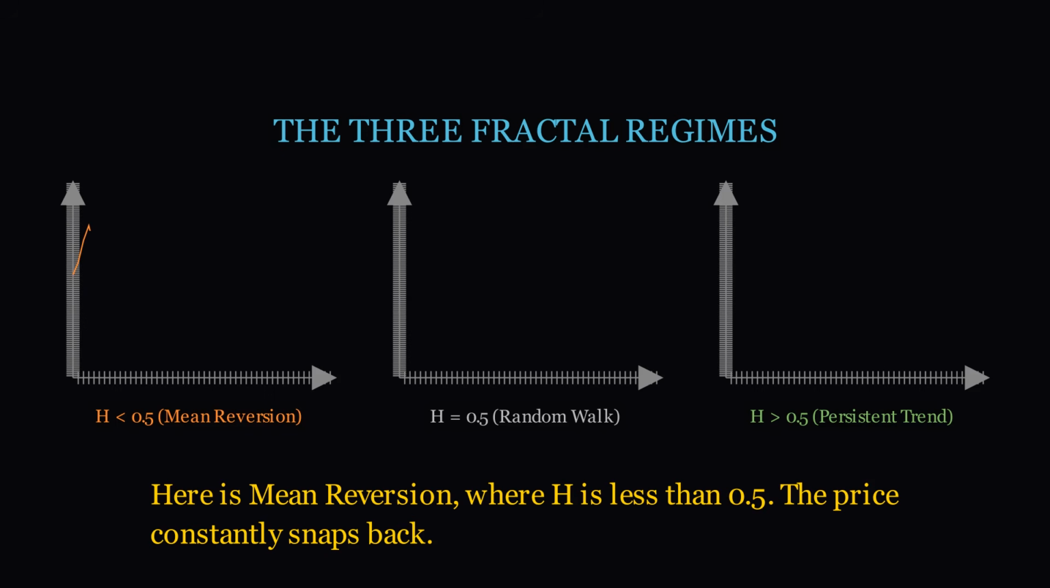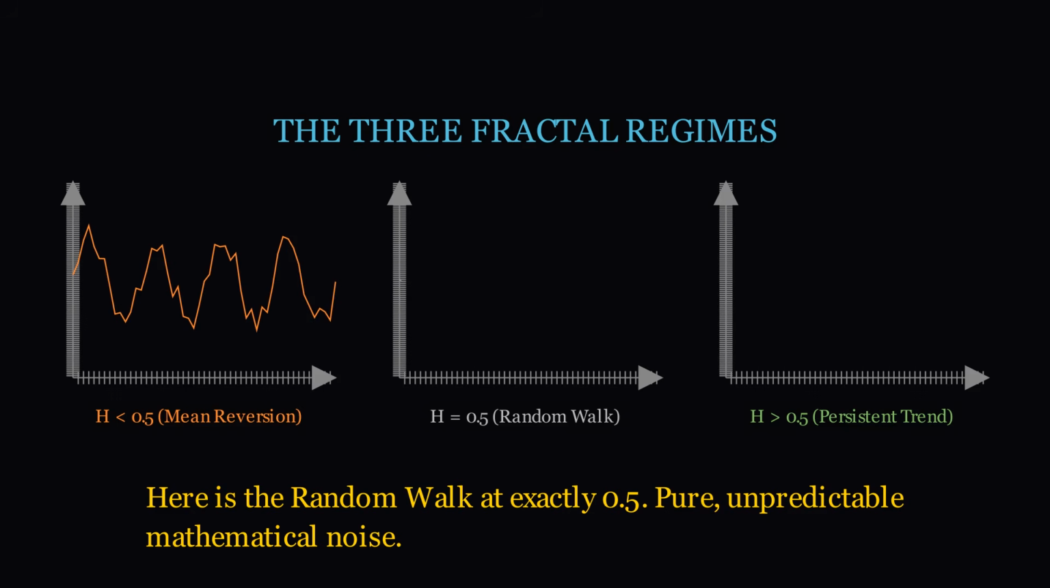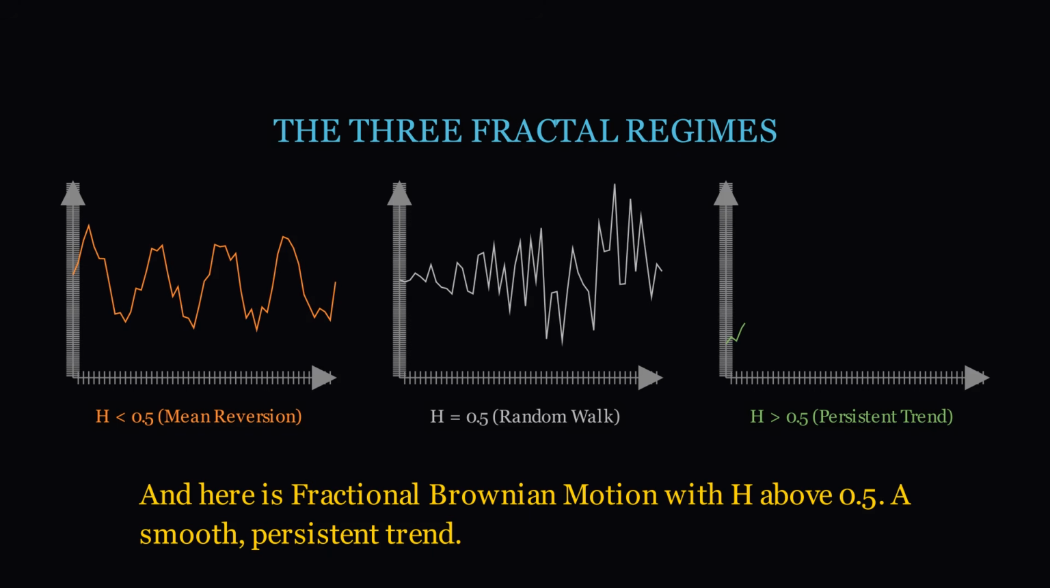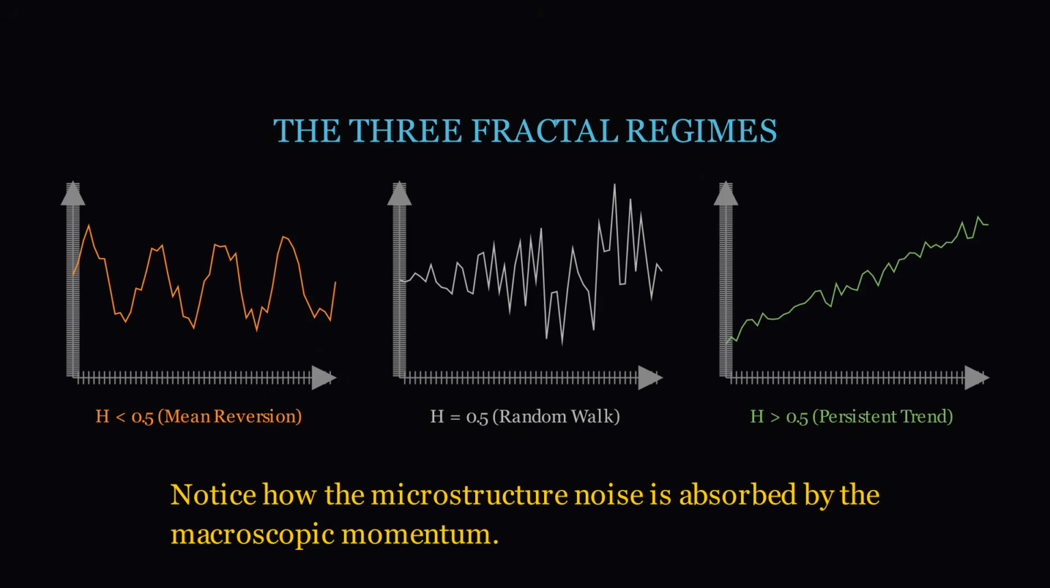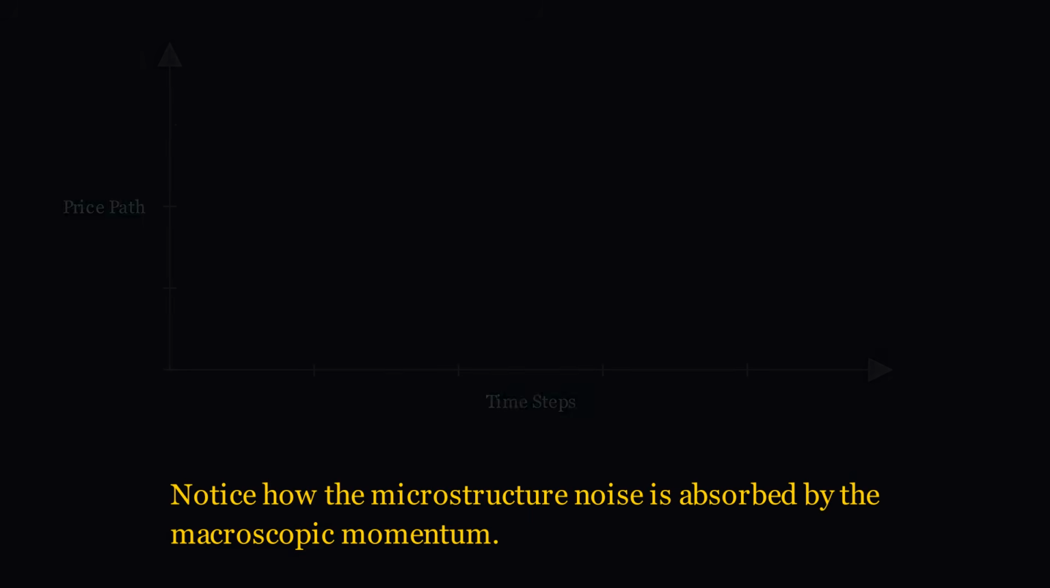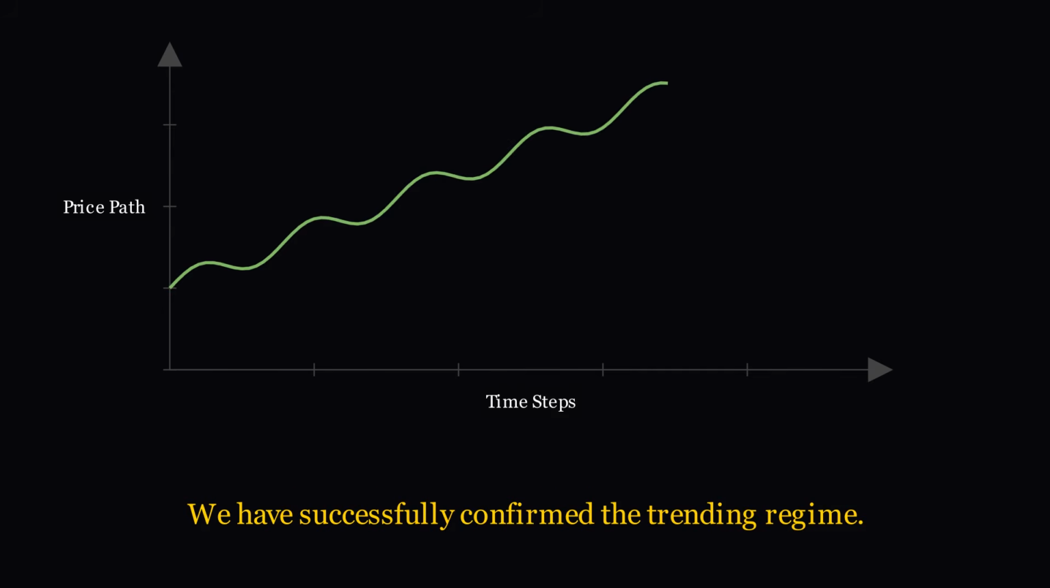Here is mean reversion, where h is less than 0.5. The price constantly snaps back. Here is the random walk at exactly 0.5. Pure, unpredictable mathematical noise. And here is fractional Brownian motion with h above 0.5. A smooth, persistent trend. Notice how the microstructure noise is absorbed by the macroscopic momentum. We have successfully confirmed the trending regime.